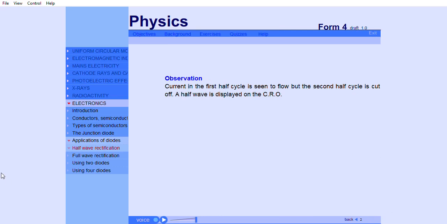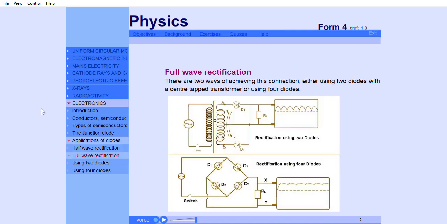Observation. Current in the first half cycle is seen to flow, but the second half cycle is cut off. A half wave is displayed on the CRO. Full wave rectification. There are two ways of achieving this connection, either by using two diodes with a center-tapped transformer or using four diodes.